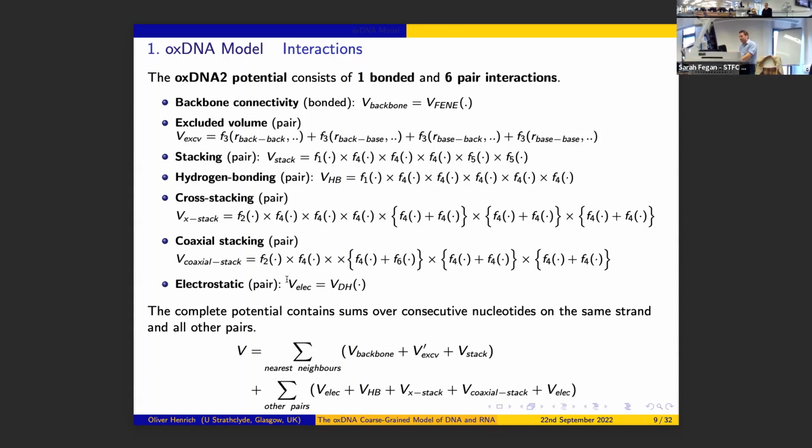The electrostatic is then again very simple. This is just directly the Debye-Hückel interaction, and you look at the backbone distances. So you see there is 1 bonded and 6 pair interactions, and as I mentioned earlier, this is really the key advantage of oxDNA, because other coarse-grained models also use angular potentials, which involve 3 atoms, or dihedral potentials, which involve 4. And the main problem is when DNA denatures, its structure changes profoundly.